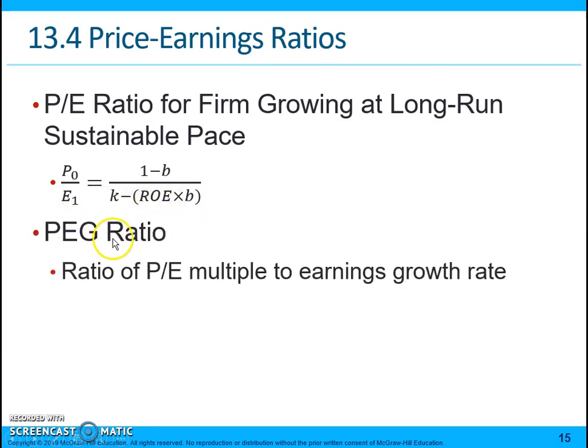And finally, we'll discuss the PEG ratio. It's simply the ratio of the price earnings ratio, or price earnings multiple, to the earnings growth rate. In the book, it says that the PEG ratio should approach 1 over time. If you find a stock with a PEG ratio below 1, that is considered to be an undervalued stock, so you'd want to invest in that.